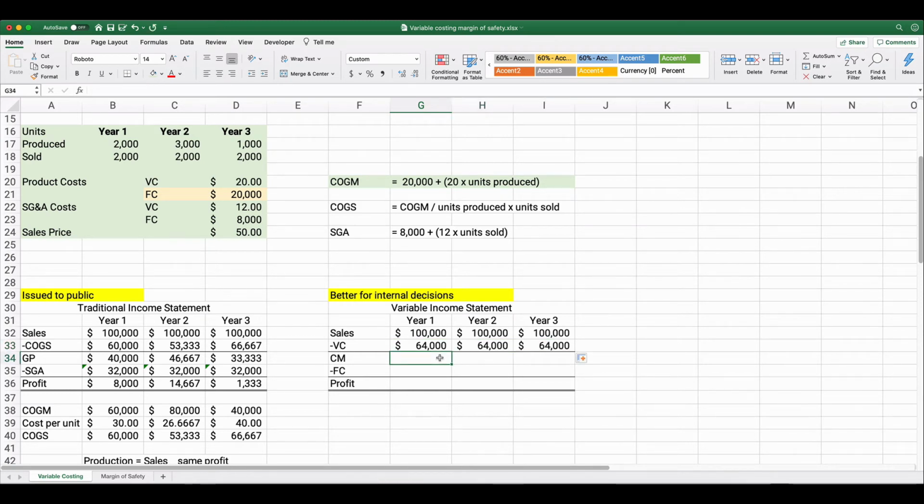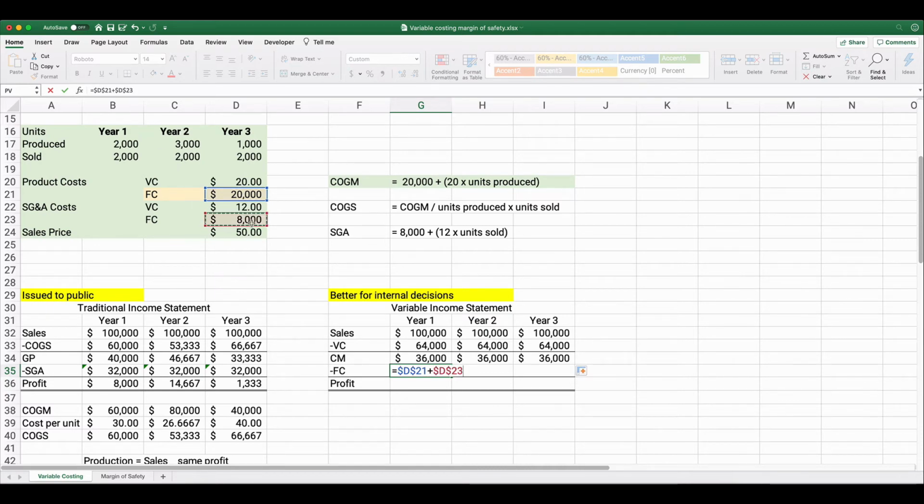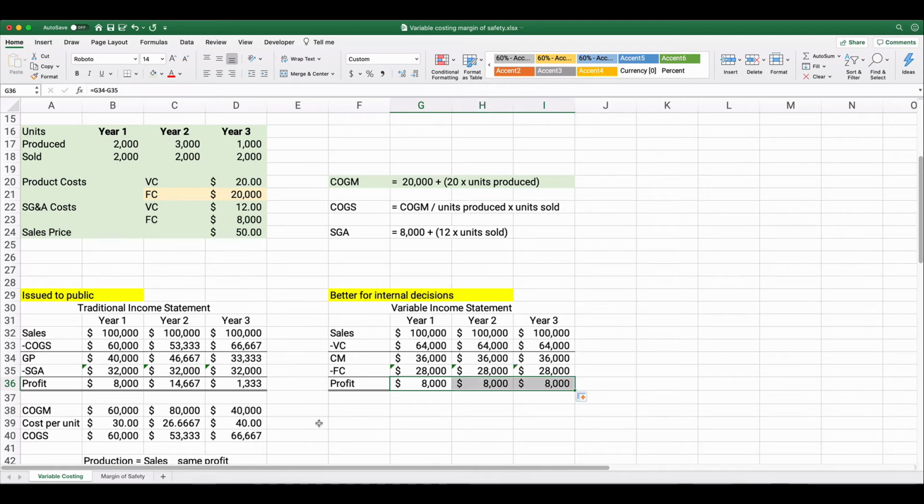Our contribution margin is going to be 100 minus 64,000. And once again, we can copy it across. Here's what you're noticing. It's going to be the same profit every year if we sell 2,000 units. So what's our fixed cost? Our fixed cost is 20,000 plus 8,000. So that's 28,000 all the way across. And so 36,000 minus 28,000, we've got $8,000 profit year 1, 2, and 3.